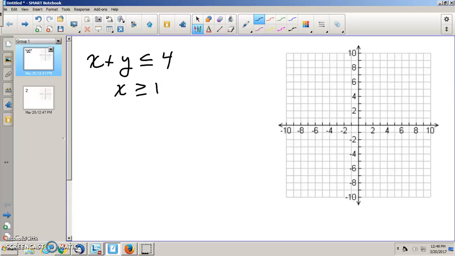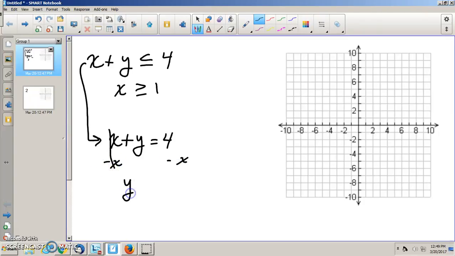Okay, so let's do the first one. Let's graph just the equation first. This will give us the boundary line, and then we have to figure out which side to shade on. So we'll subtract x from both sides. We have y equals negative 1x plus 4. So instead of just writing negative x, I'm going to write negative 1x.